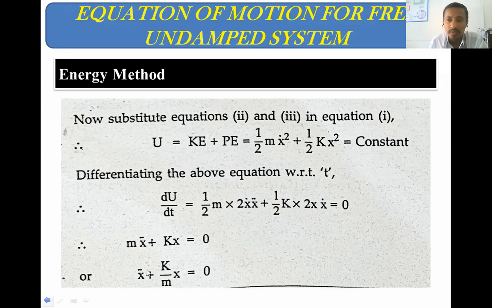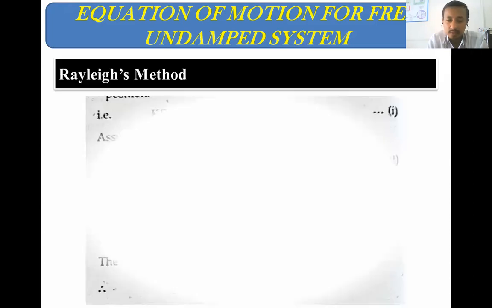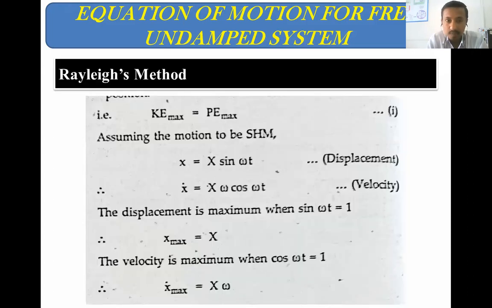So अगर हमने if you divide this whole equation by m, so it is x double dot plus k by m into x is equal to 0. Again we got the same equation of motion. So what we got earlier from the Newton's law and D'Alembert principle. So means we can use any method, so we will get the same equation of motion.